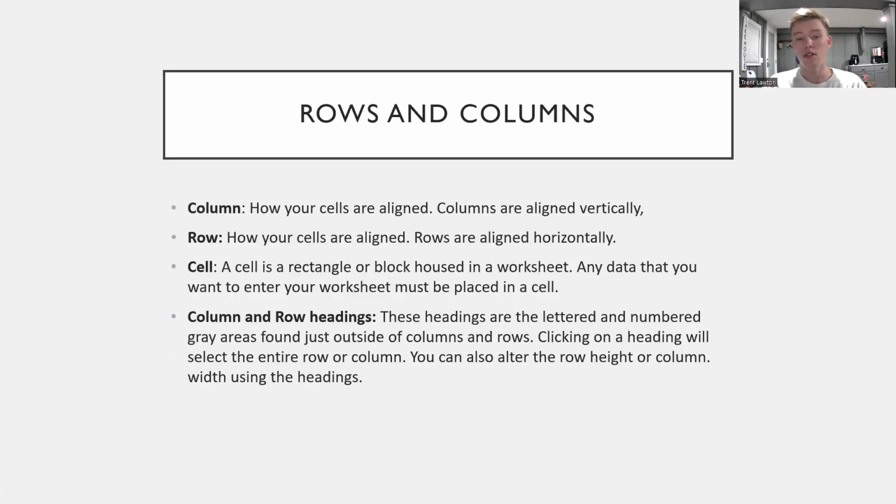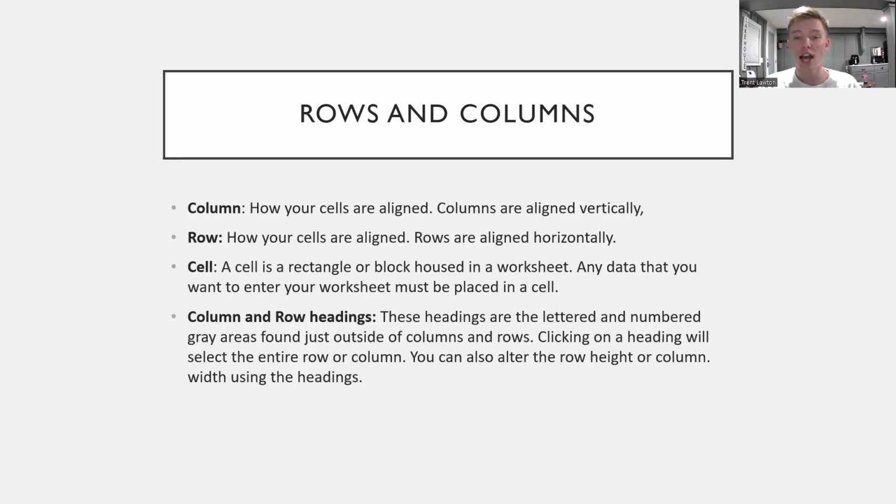Rows and columns. So columns are how the cells are aligned. Columns are aligned vertically. So vertically is up and down. So that's your column. And your row is how your cells are aligned as well, but that's what your rows are, the aligned cells that are horizontal. So horizontally are your rows, your columns are vertically. A cell is a rectangular block housed in that worksheet. Any data that you want to enter in your worksheet might be placed in the cell. So you'll be able to see that here in a second.